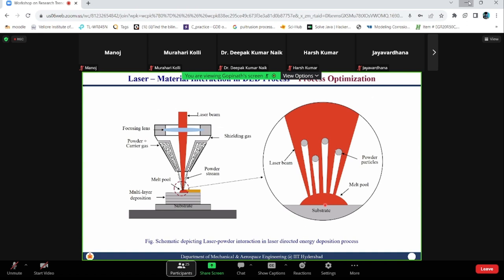whenever we talk about additive manufacturing, it is an overlaying and overlapping deposition process. What do you mean by that? I'll just show you.